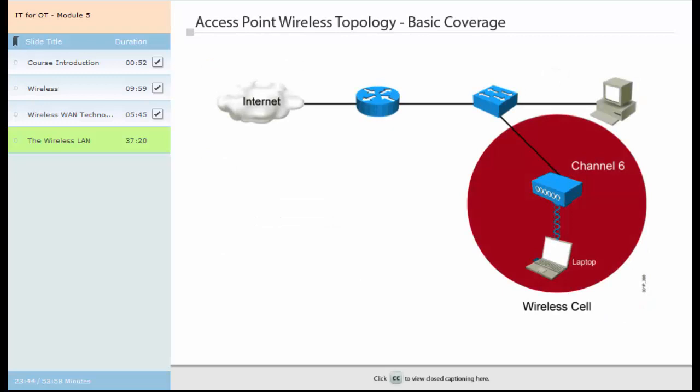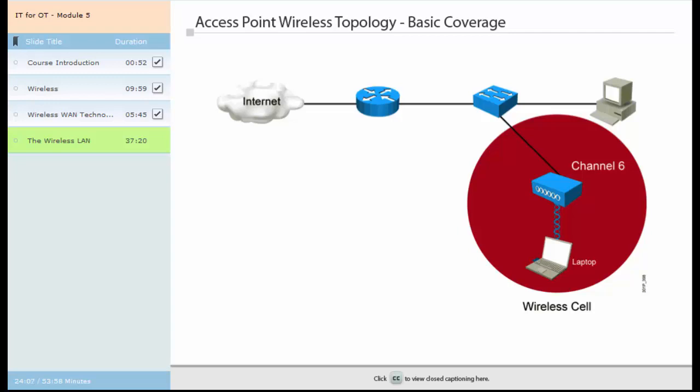The coverage area in which the AP and stations can communicate with each other is called a wireless cell or a basic service area. To communicate, a station must be able to detect the AP signal, and the AP must be able to detect the station's signal. Therefore, an AP's exact coverage area might be different for each station, depending on each one's capabilities.